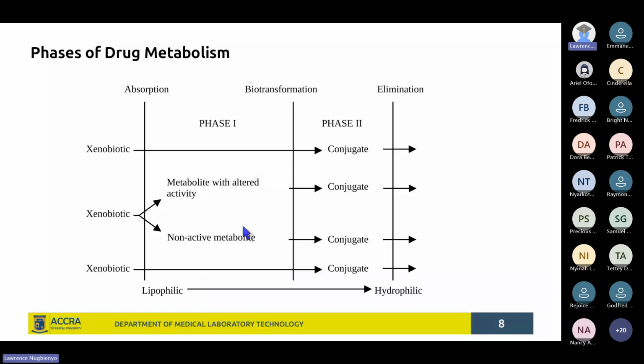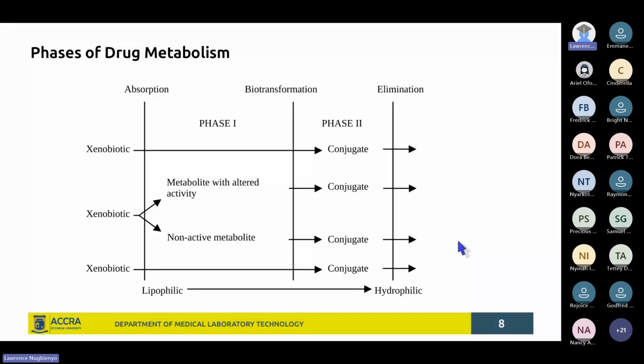But the process doesn't end there. Either you have that active or inactive metabolite, it still goes through the conjugation process, the second phase, before getting eliminated out of the body. So you see, the first one we looked at was that it goes straight into phase 2, that's conjugation reaction, and gets eliminated. The second one is undergoing the first phase and second phase before getting eliminated.